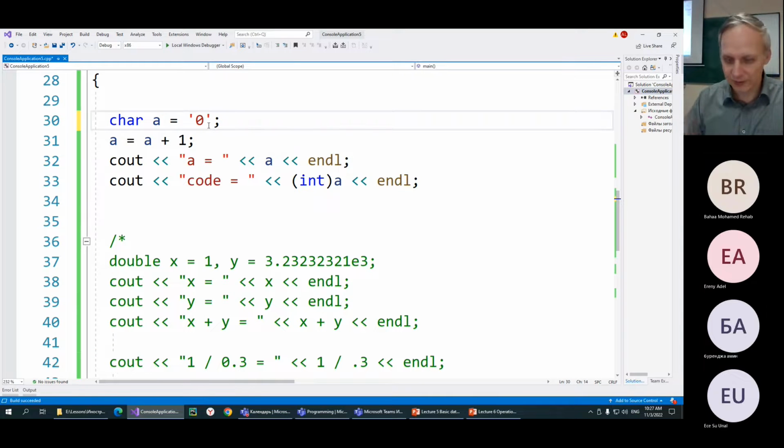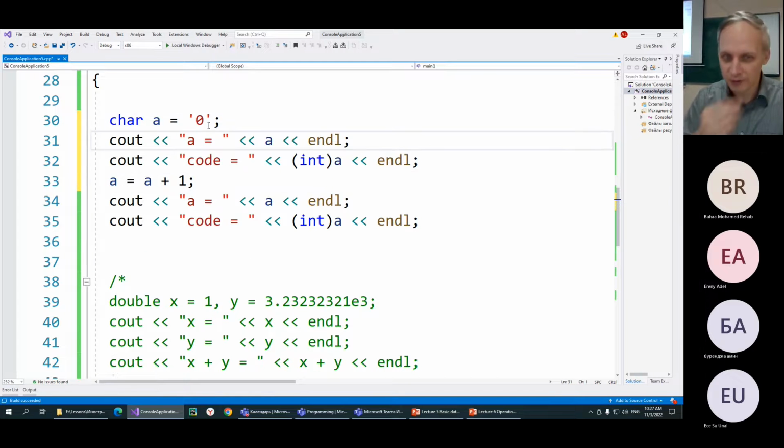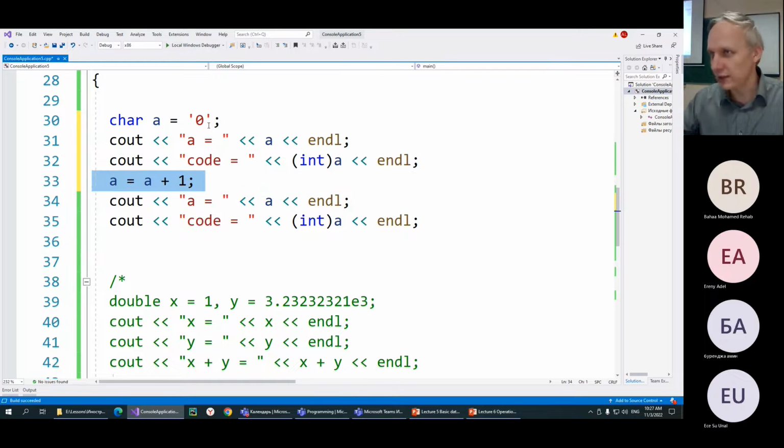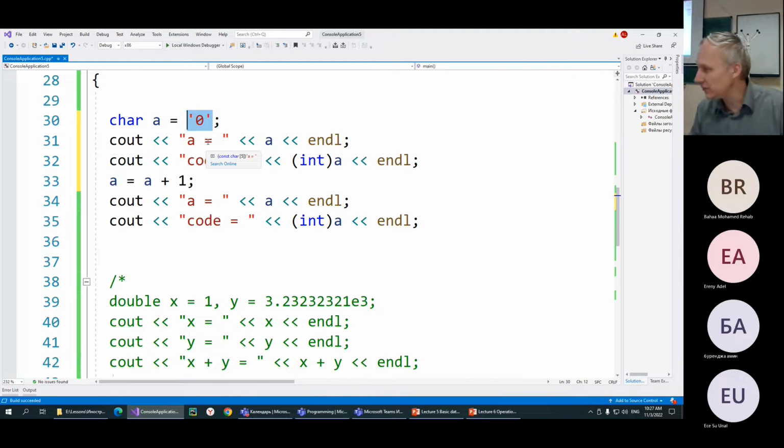Also, let me show you. I copy this to the screen. So first I output to the screen. After that I add 1, and after that output again. Now I assign to a the symbol 0. All the symbols are written one after another: 0, 1, 2, 3, 4, 5, up to 9. So a plus 1 now will be 1.